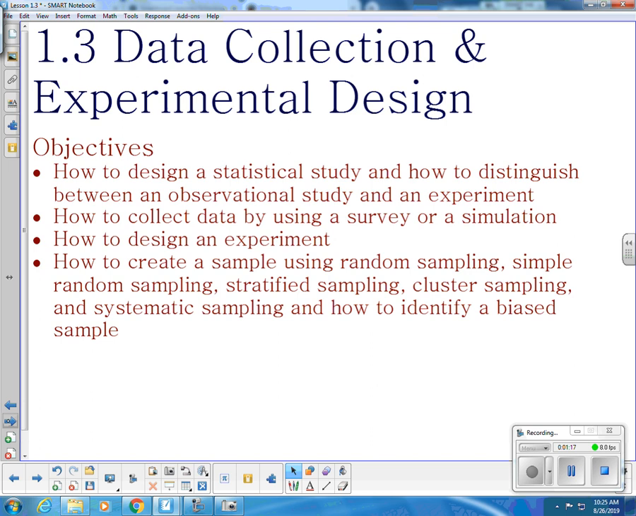Okay. So, today we're going to talk about data collection and experimental design. Again, there's a lot of just writing definitions and writing stuff in this first chapter. I apologize for that. I know you want to do stuff with numbers, but it is what it is. Okay?